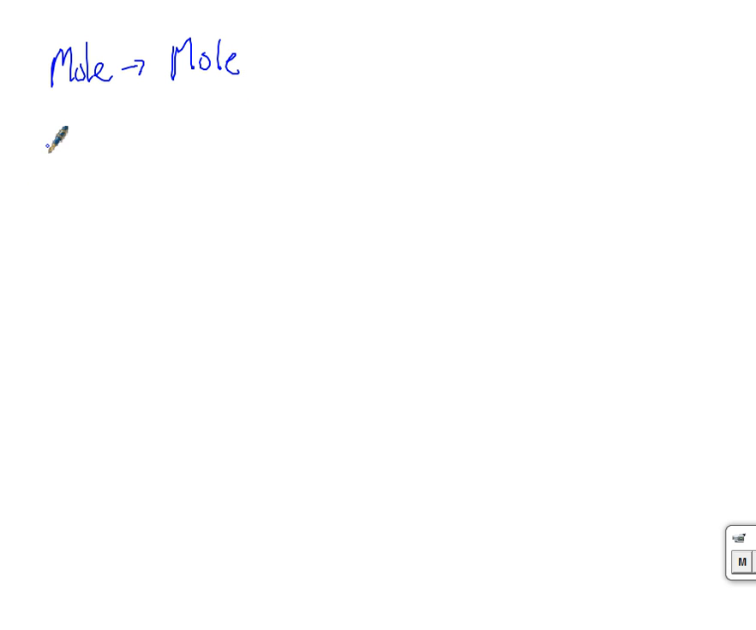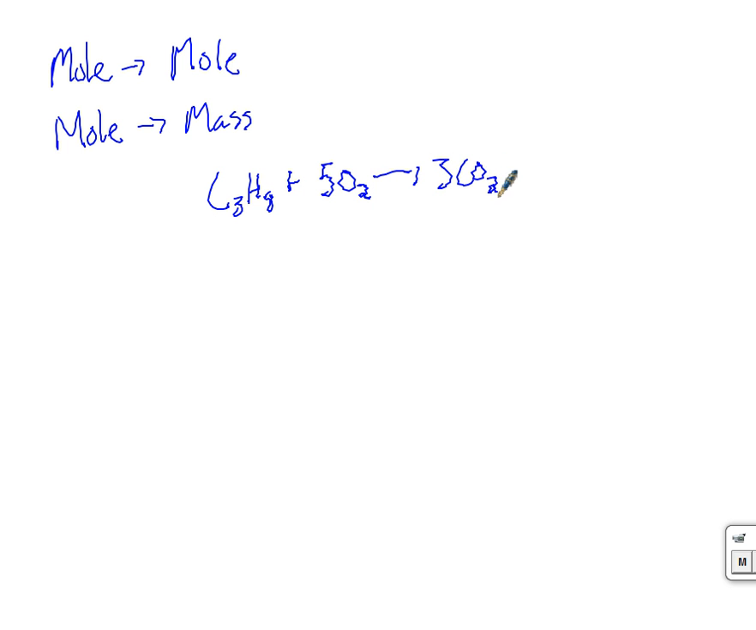You can do that. You can do mole to mass. Back in our propane example, if I start with, say, 15 moles of propane, and I want to know how much water is produced, I can find that. So I have my balanced chemical equation: C3H8 plus 5O2 goes to 3CO2 plus 4H2O.